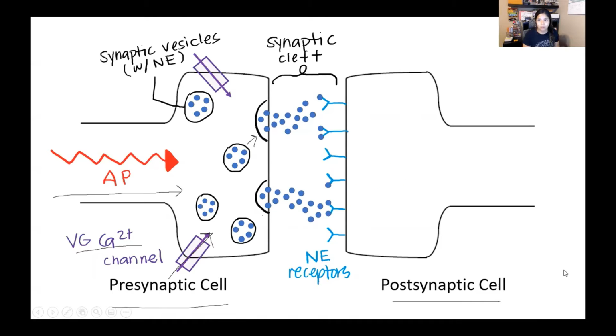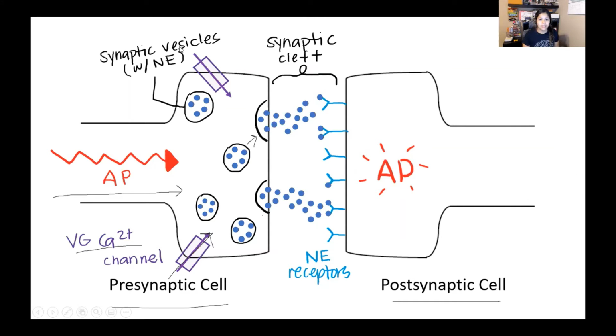What that's going to do, before we get to the action potential, is open ligand-gated sodium channels. That's going to allow for local depolarizations to occur until we reach threshold and can propagate an action potential along the membrane and down the axon. So that's that. You should already know all of this.